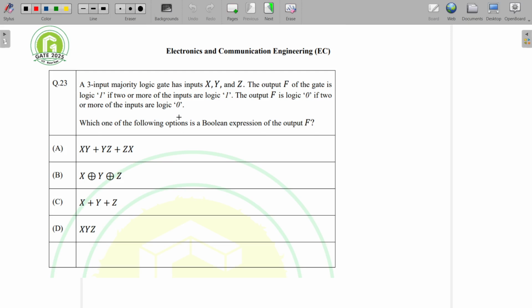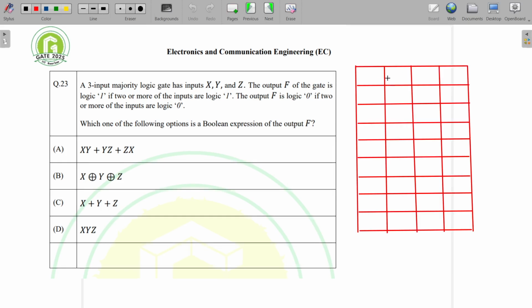Once you have a look at this, it may seem to be the toughest one, but actually it is not, right? So here we have three inputs X, Y, Z, and the output is named as F. So it is a very simple logic. So let's have a truth table for this, and we name them as X, Y, Z, and the output as F.